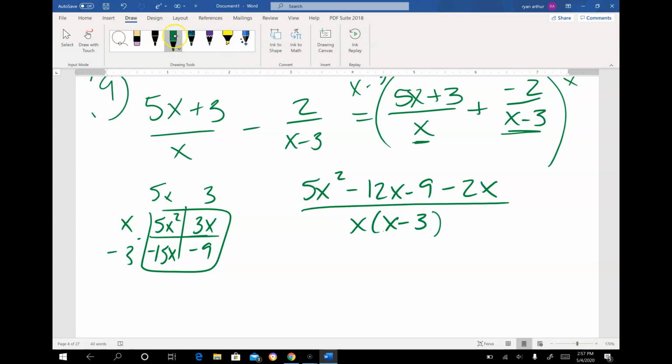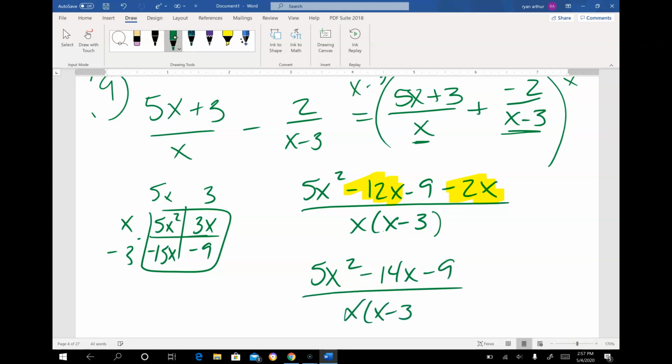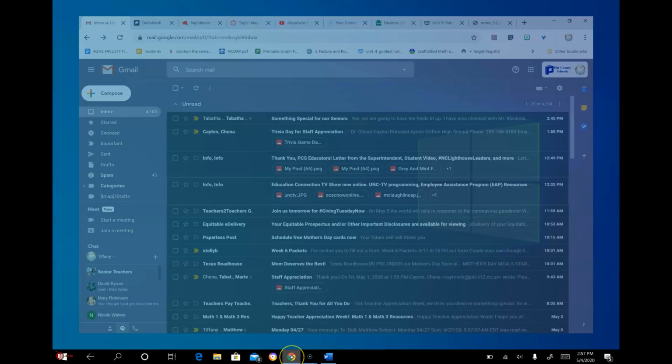So 5x squared doesn't have a partner, so we just bring it down. But negative 12x and negative 2x make negative 14x minus 9 over x minus 3. Now, I would check to make sure that it's not factorable. And since a isn't 1, a quick look will just be your graph. Okay? So we're going to go to the graph.